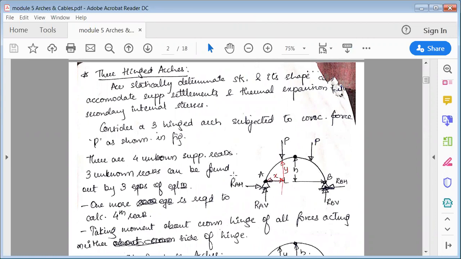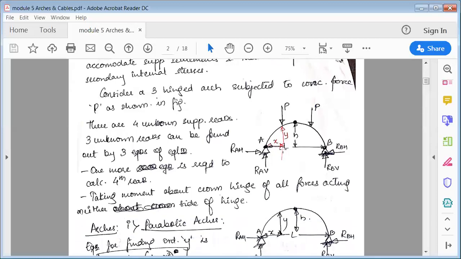And 3 unknown reactions can be found out using 3 equations of equilibrium. That is summation H is equal to 0, summation V is equal to 0, and moment about A is equal to 0. So using 3 equations, we can find them. But we have one more, a fourth reaction here. For that fourth reaction, we'll find the moment about this point, that is, the moment about the crown hinge. So when you have 4 unknowns, we can solve using 4 equilibrium equations. So that's why it becomes a statically determinate structure.